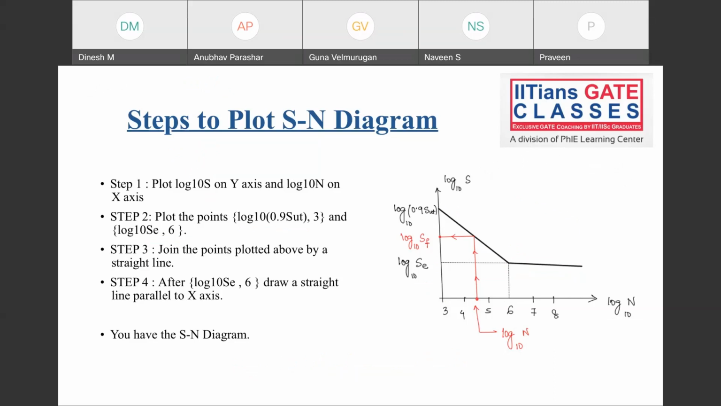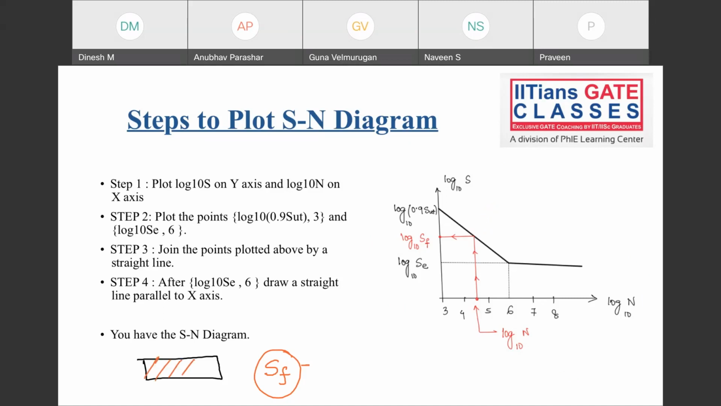Fantastic. Right? So now suppose there is a material, a machine element, which is subjected to completely reverse stress, having a stress amplitude of SF. It could be anything, it could be 100, 200, 300, whatever. We have plotted this graph for a particular material. For different materials, this graph will have different points, and for different materials and components, the slope of this line will be different, right?